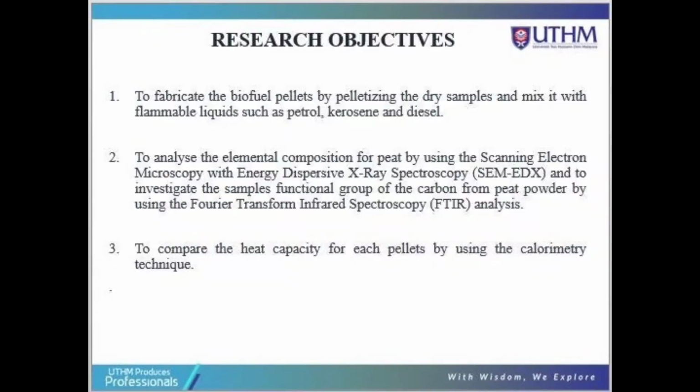Next, I'm going to introduce several objectives of this project. The first objective is to fabricate the biofuel pellets by pelletizing the dry peat samples and mix it with flammable liquids such as petrol, kerosene, and diesel. Second objective is to analyze the elemental composition for peat by using the SEM EDX and to investigate the sample's functional group of carbon from peat powder by using the FTIR analysis. Last but not least, to compare the heat capacity for each pellet by using the calorimetry technique. With that said, this project holds these three objectives.